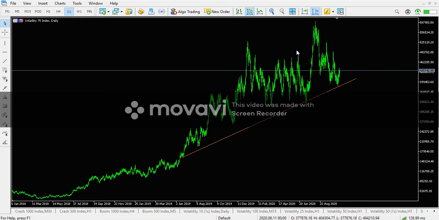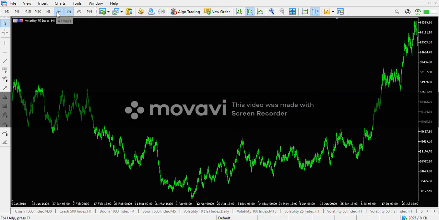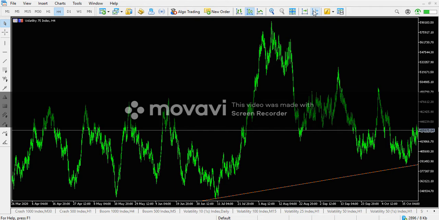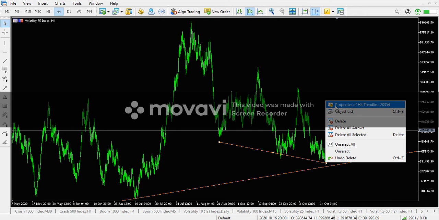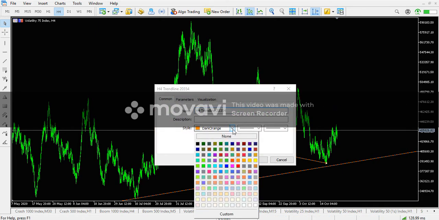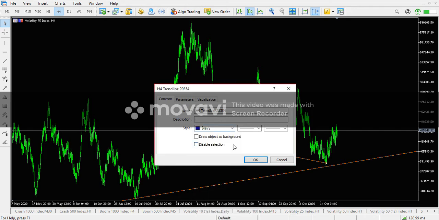Again, what can you see? Okay, let's go to the H4 time frame. On the 4 hour time frame, we can see something like a descending channel here. Remember, for each time frame, you have to change the color so you don't get confused.